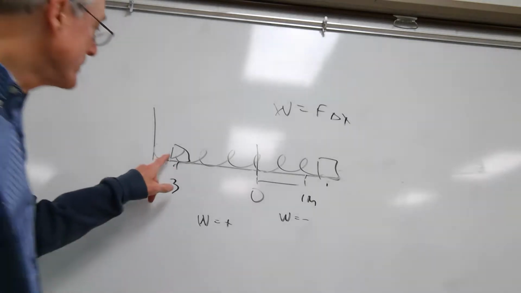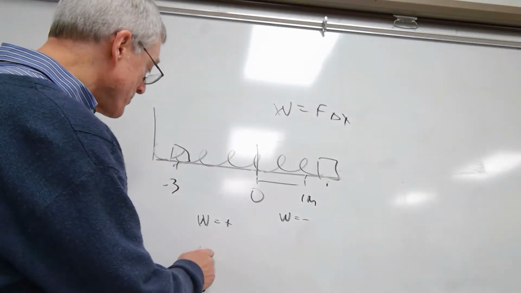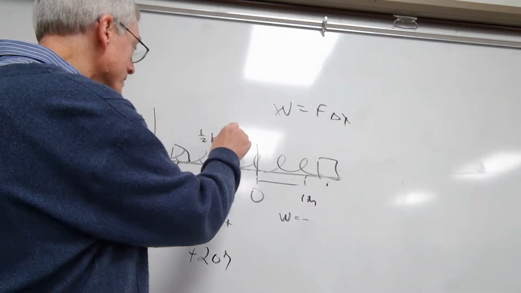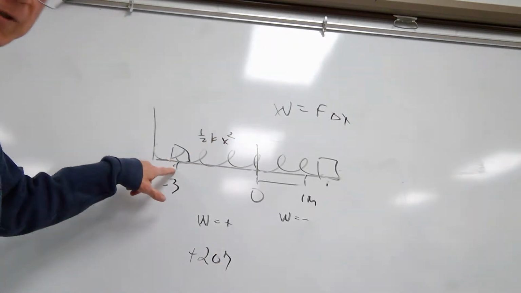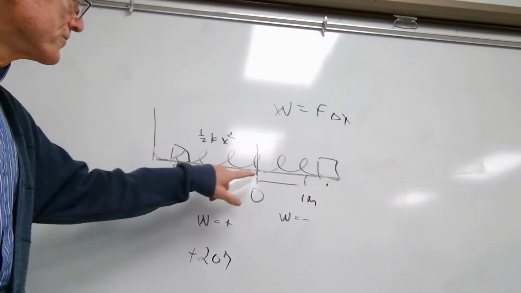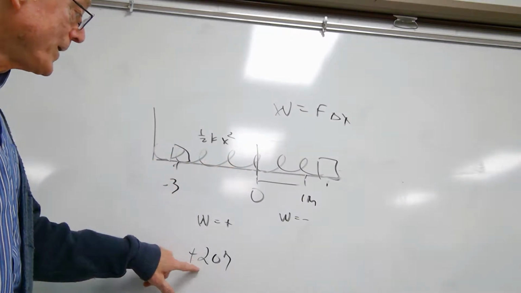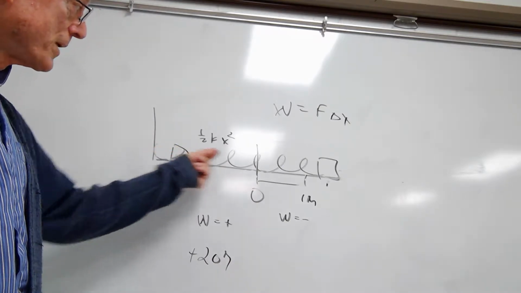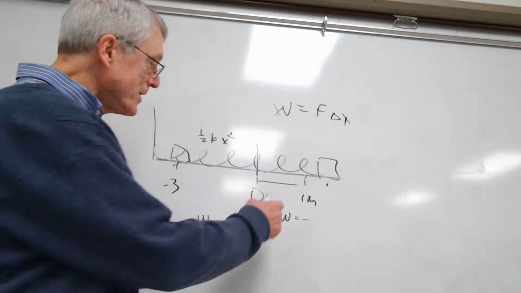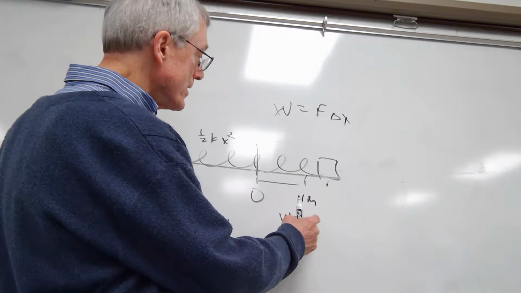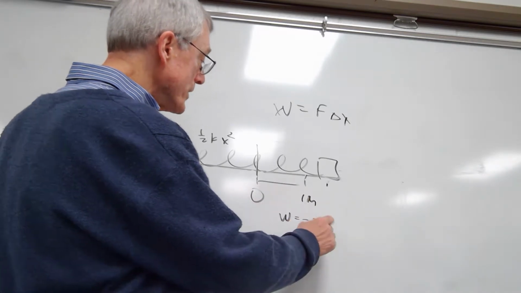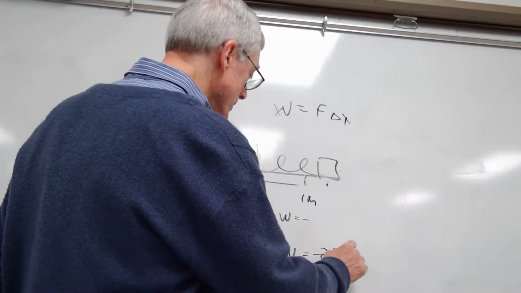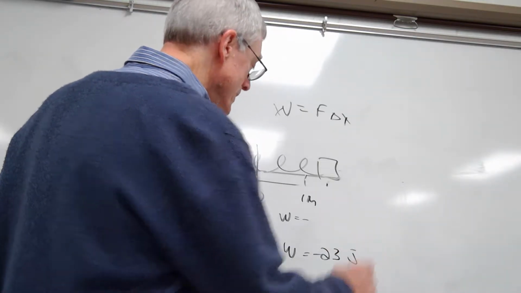207 when it goes from here to here, but we now know that's a positive 207. And again, that's 1/2 kx squared, where x was 3. Change from this to this. And it's positive because F of the spring is the same direction as x. Then over here, the work for 1 is 23, but we know that's negative 23 joules.